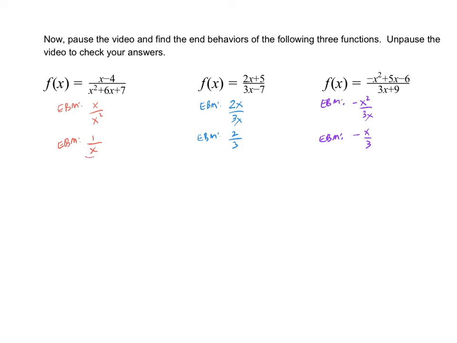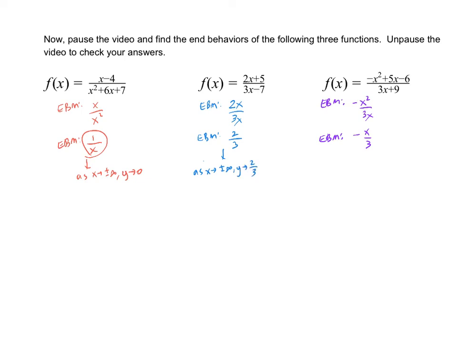So as x gets really large here, you're going to have 1 over a really giant number. And that's going to be a decimal that gets closer and closer to 0. So as x approaches an infinity, y is going to approach 0. For the second one, that's just the number 2/3. So no matter what x is, as x goes to an infinity, y is going to go to 2/3.